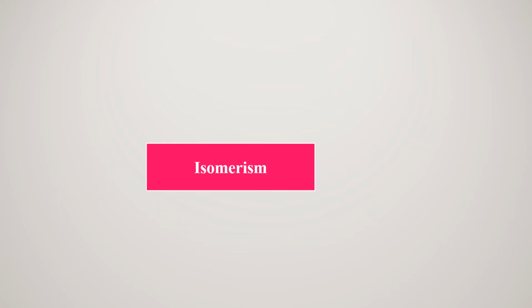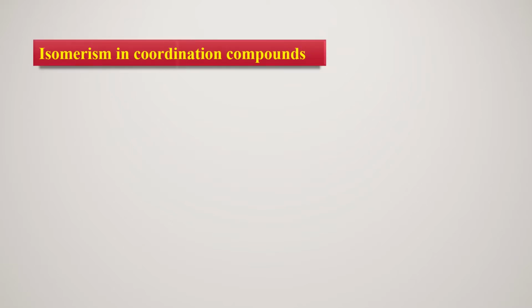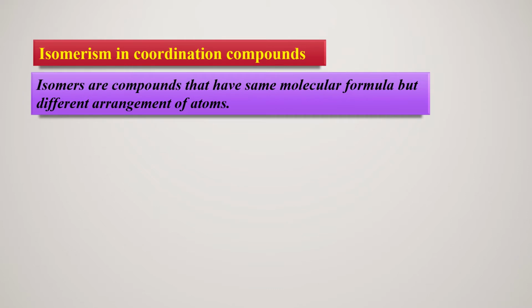Students, in this video we will study about isomerism. First, what do you mean by isomerism? Isomers are the compounds that have the same molecular formula but different arrangement of atoms. Already we have studied this in the first PUC.